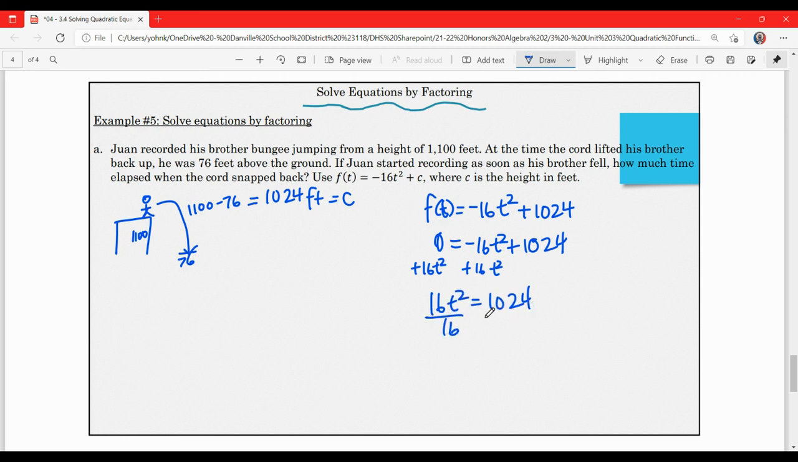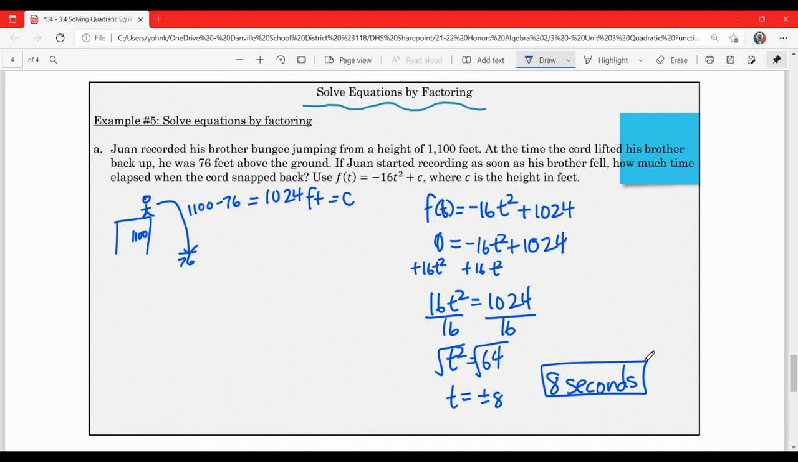I can divide by 16. That gives me t squared equals 64. I can square root both sides. That gives me plus or minus 8, except I can't have negative time, so 8 seconds. So it takes 8 seconds for Juan to snap back.